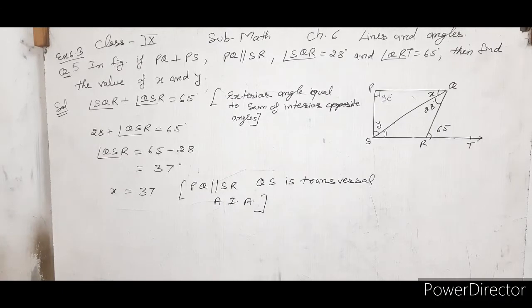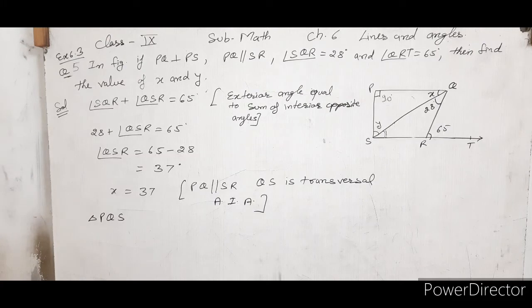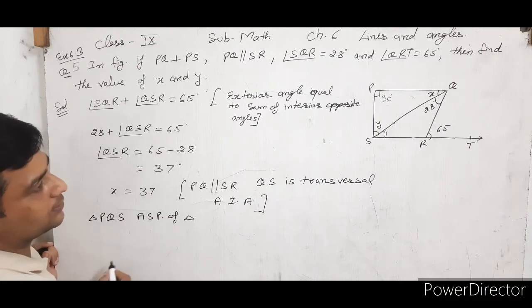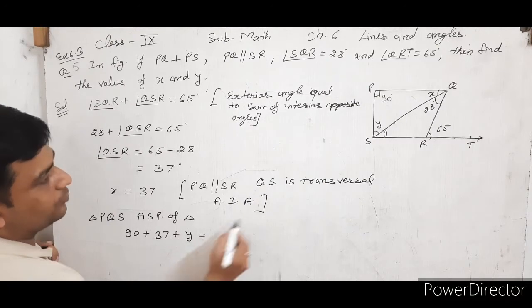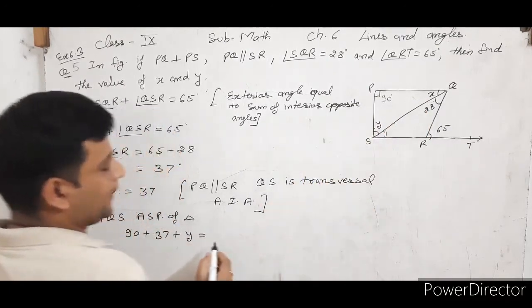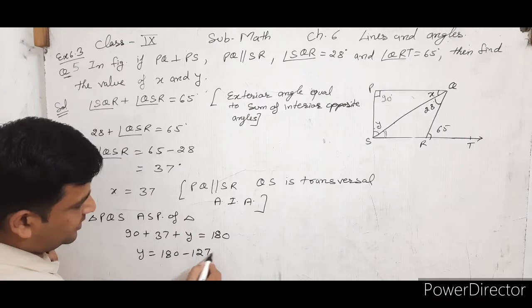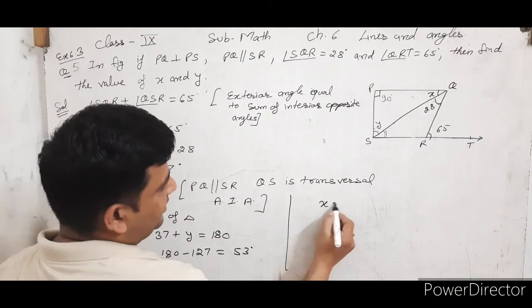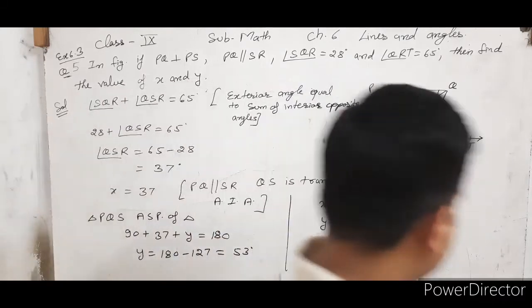Now if X is equal to 37 degrees, then we can find the value of Y by triangle PQS. In triangle PQS, by the angle sum property of a triangle, 90 plus 37 plus Y is equal to 180. So Y is equal to 180 minus 127, that is 53. So the value of X is 37 and Y is 53, which is the answer for the given part.